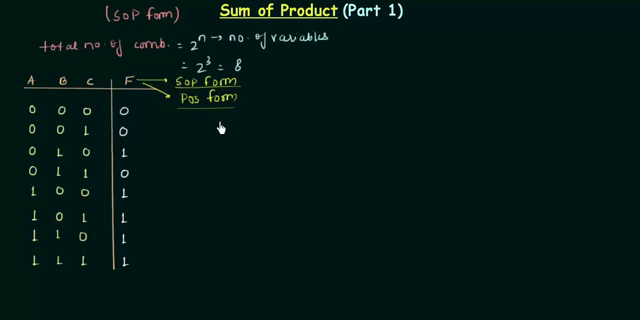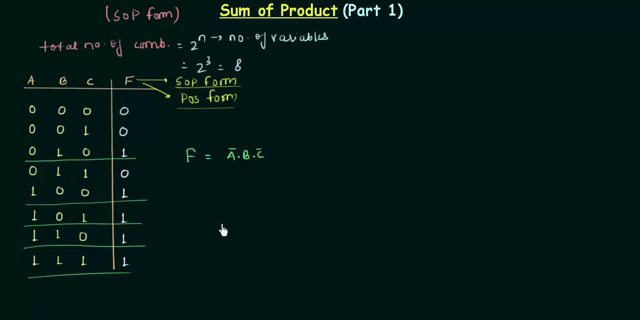I will write the SOP form only when the function is high. So let's see when it is high. You can see for this case the value of f is 1, and it is when A is low, B is high and C is low. In the same way, f is 1 for the last 4 cases. So the function f is equal to, let's see for the first case, A complement, and B is 1, so I will write B, and C is 0, so I will write C complement.